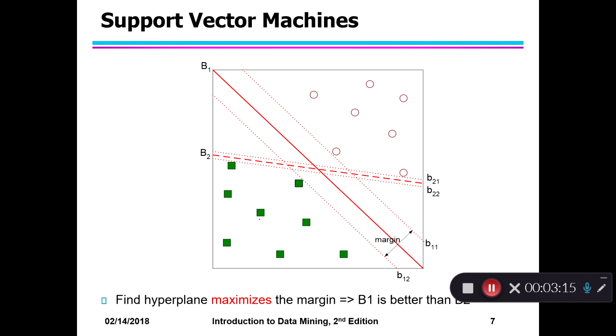To define a better hyperplane, we check the margin between the support vector points. Support vector points are the ones near the hyperplane, and we check the margin between these points. Based on that, we define that the hyperplane with the maximum margin is the better one. Here B1 has the maximum margin. As we can see, this is the margin from B1 and this is the margin from B2. So B1 has the maximum margin, so B1 is the better hyperplane.